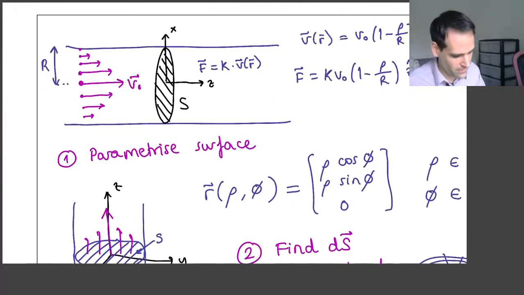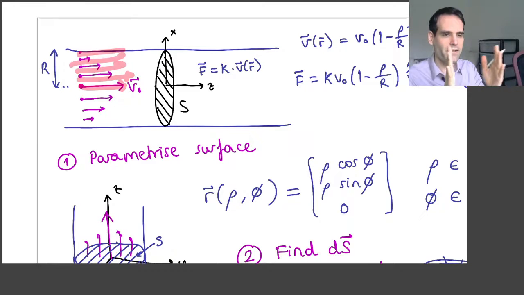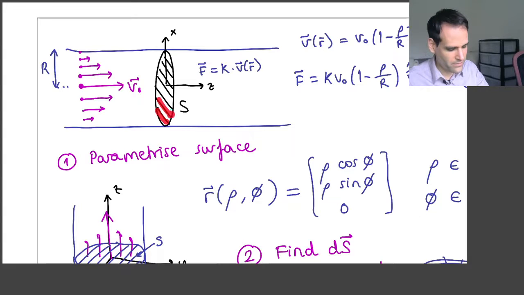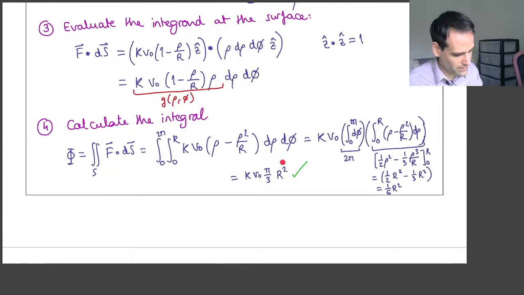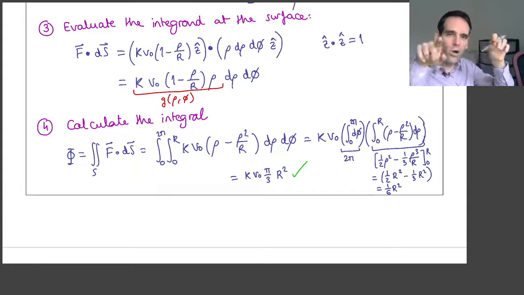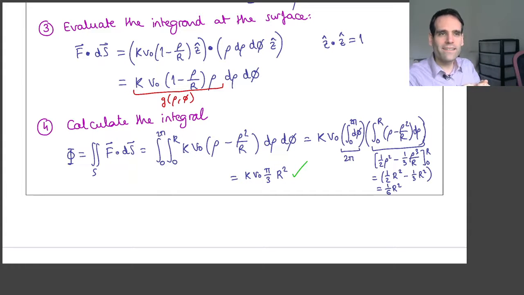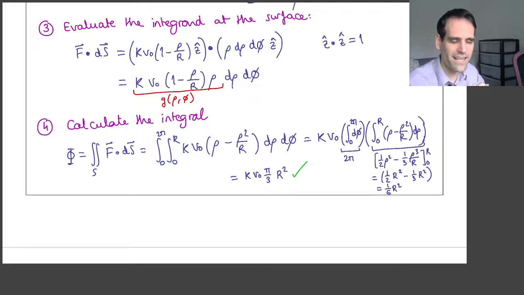Yeah, so if the velocity of water was the same throughout the whole pipe, so the arrows had the same length, then obviously the flux would just be the surface multiplied by f, so that would have been pi r squared times k v0. Yeah, but here we got pi r squared times k v0 divided by 3. So the effect of the walls slowing down the water slows down the total flow of water by 3. So that's an interesting consequence of this calculation.